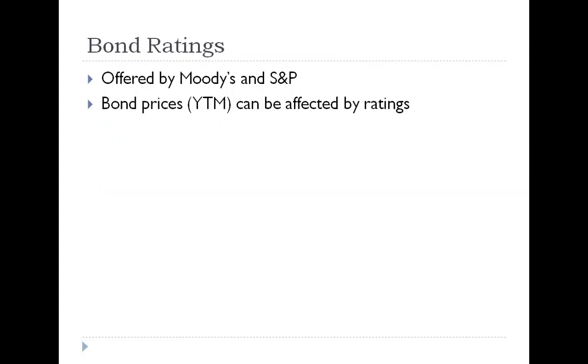Bonds are rated. The principal rating agencies out there are Moody's and Standard & Poor's. They rate bonds based on a company or a government agency's ability to pay the interest and ability to pay back the principal at the end. So highly rated bonds, as a general rule, usually have lower yields because there's less risk. And then the reverse is true.